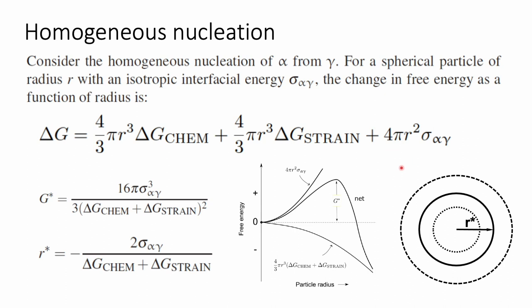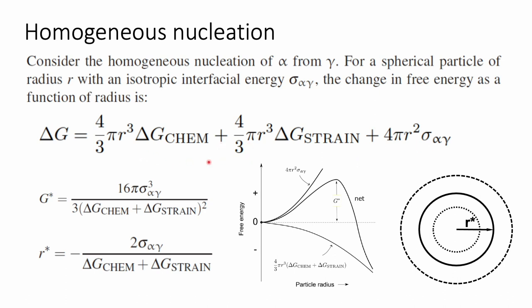The last part is 4π r². Clearly, this is the equation to calculate the surface area of a sphere. They multiply by sigma alpha gamma. Sigma alpha gamma is the surface tension, or what we call interface energy, based on the unit area. So now they multiply the area, giving you the interface area contribution to the free energy change.